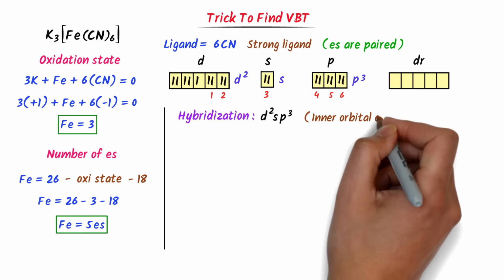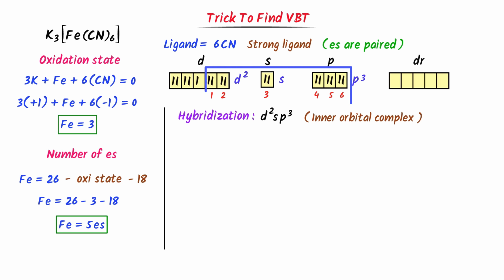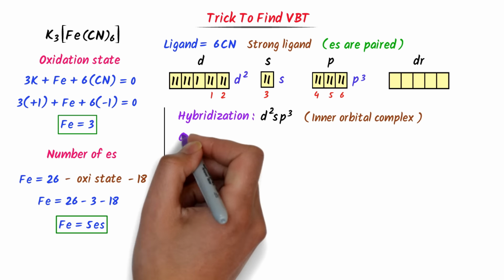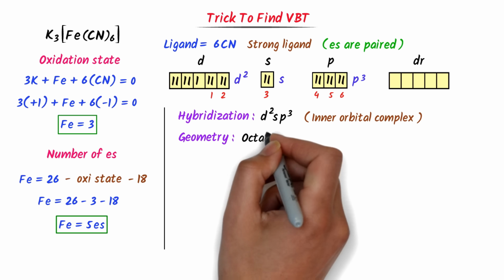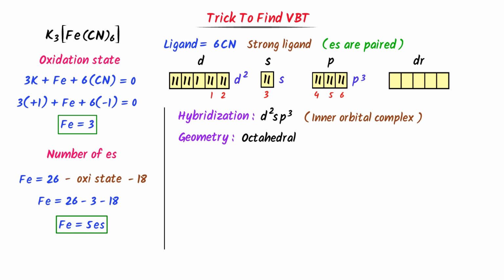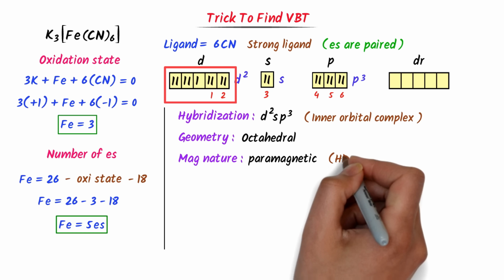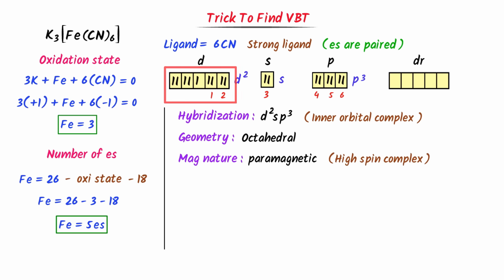It is an inner orbital complex because the inner d orbital is hybridized. Secondly, the geometry of this compound is octahedral. Thirdly, the magnetic nature of this compound is paramagnetic because there is an unpaired electron in the metal orbital. We have already learned that if there is an unpaired electron, the compound is a high spin complex.